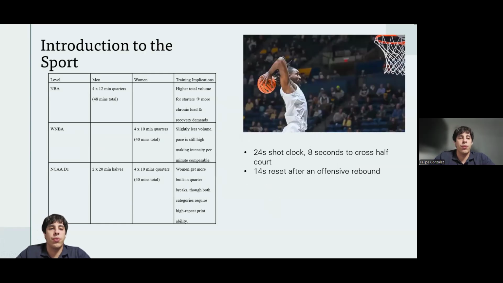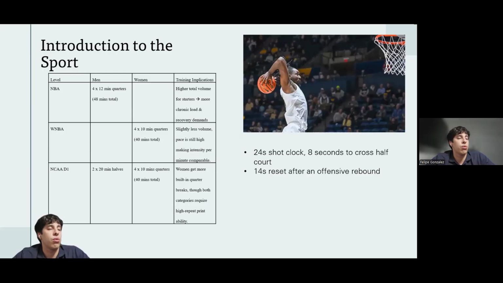So basketball features short, high-intensity actions such as accelerations, decelerations, vertical jumps, defensive slides, sprinting, and contact. These actions occur against the backdrop of lower intensity activities, creating a mixed aerobic and anaerobic profile. From the NBA and WNBA to collegiate level, the essential qualities stay the same: explosiveness, repeatability, durability, and decision-making under fatigue.